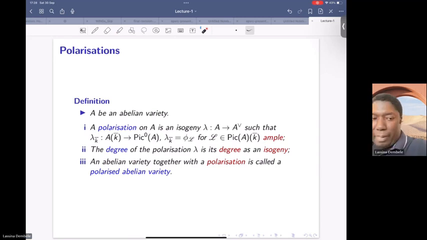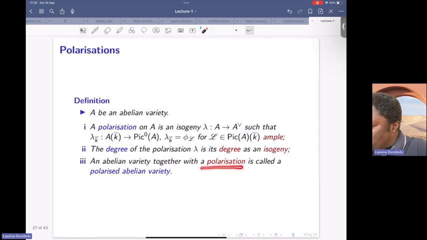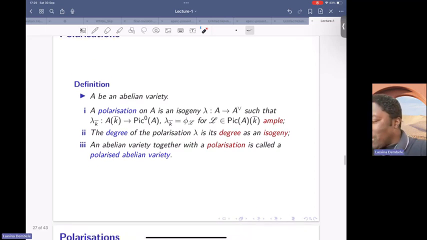And so the degree of the polarization, since this polarization is an isogeny, we can use the earlier definition of a degree to say what the degree of this polarization is. So in this case, the degree of our polarization would be the degree of the polarization lambda as an isogeny. And together with that, we would have the notion of a polarized abelian variety. So if you have an abelian variety which is equipped with the polarization, then you would call this a polarized abelian variety. Okay. So that's our definition.